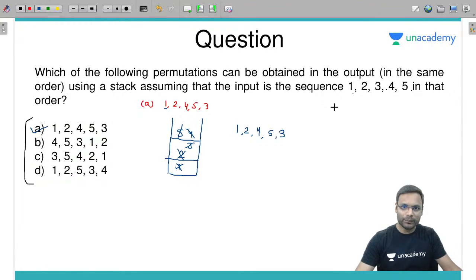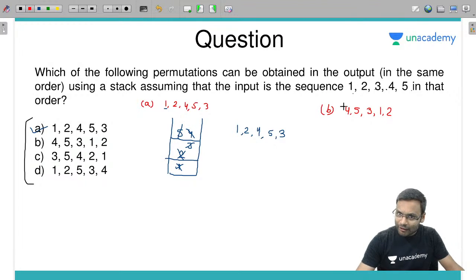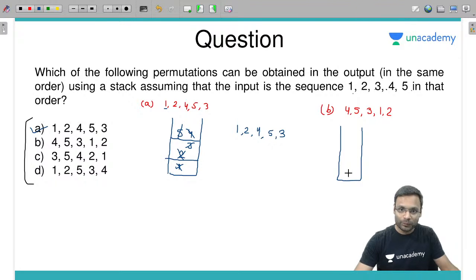Let's see option B. 4, 5, 3, 1 and 2. First of all, I need value 4. Means in the stack up to 4 you need to insert. Up to 4 means first of all 1, then 2, then 3 and then 4. Pop 4 so that you can print. Now you want 5. Okay, insert 5 and pop 5. Next value 3. Yes, I can pop. Next value 1. Can I get 1 here? No. Next value I can pop is 2 only. They have given 1. Means B option is wrong, boss. After 3 I can obtain only 2, 1.